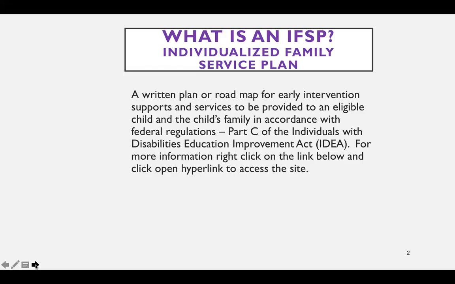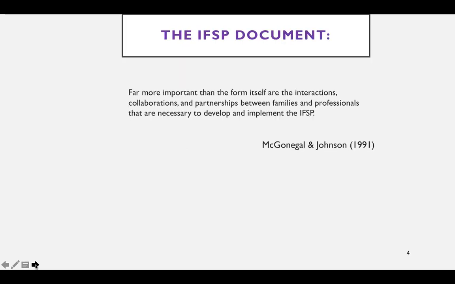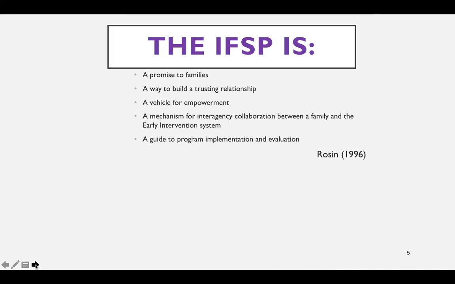quick. So an IFSP is a written plan or roadmap, which is Part C of the Individuals with Disabilities Education Improvement Act. It's a living document, and it's developed by a team that includes the family, service coordinators, early intervention providers, others that may be invited by the family, and the intake coordinator. So far more important than the form itself are the interactions, the collaborations, and the partnerships between families and professionals that are necessary to develop and implement an IFSP.